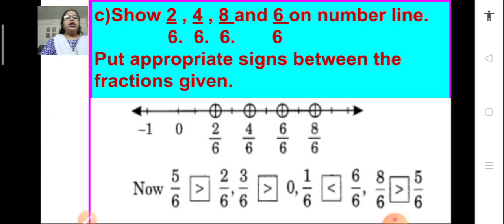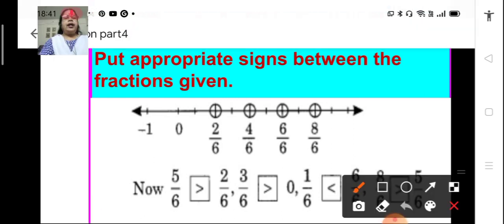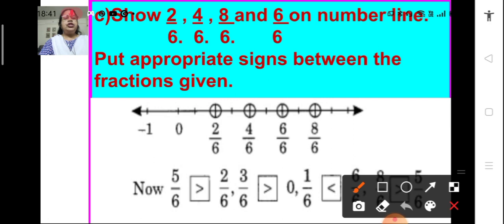Problem C. Show 2 upon 6, 4 upon 6, 8 upon 6 and 6 upon 6 on a number line. And put appropriate signs between the pairs of fractions given. Here we have to show the fractions on a number line. So what do we do? We draw a line and the part between 0 and 1 is divided into 6 equal parts. So where does 2 upon 6 come? It is the second one.